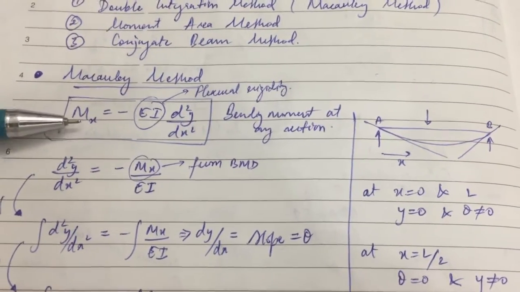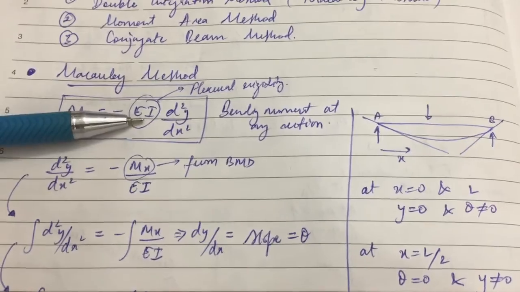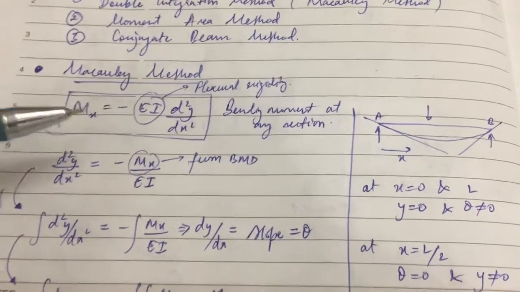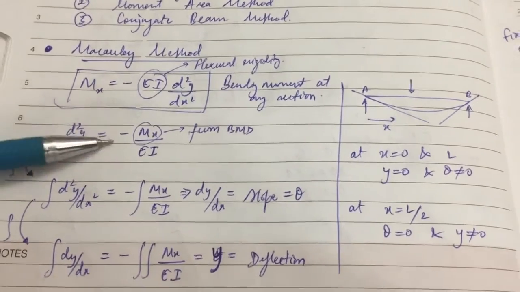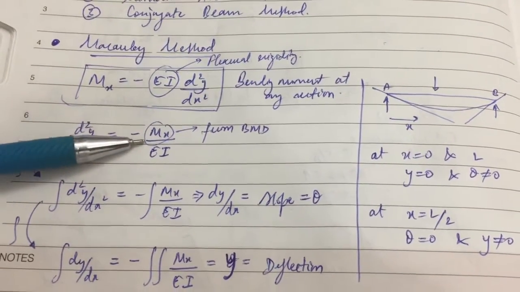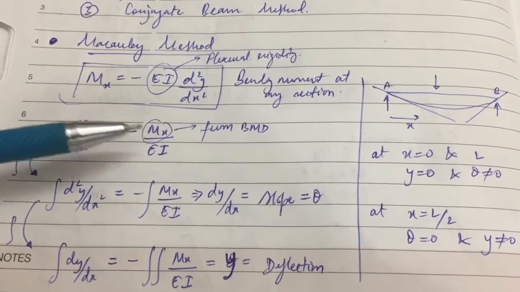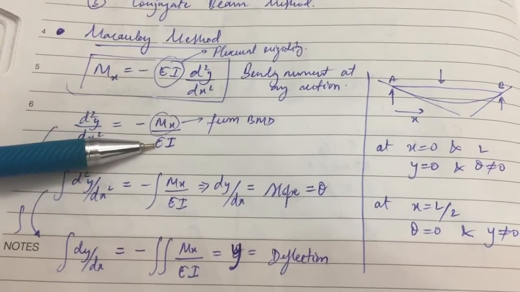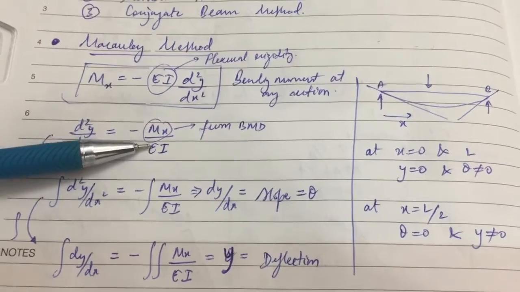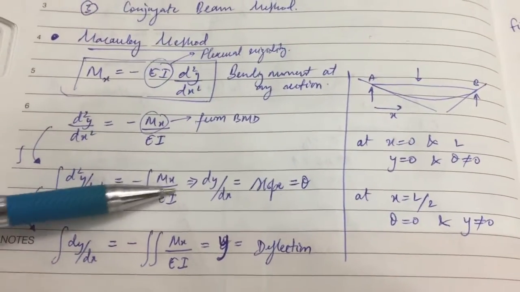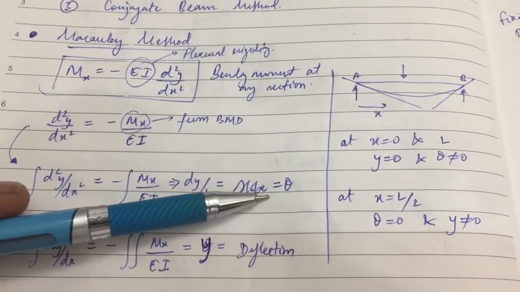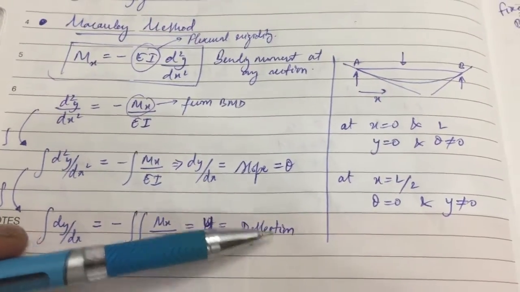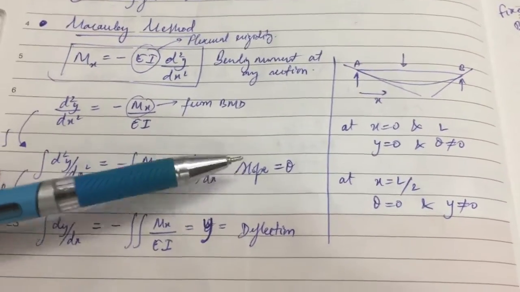So the moment along the axis is equal to negative E times I, which is the flexural rigidity, times the expression d2y by dx2. So this expression is equal to negative moment by E times I, the flexural rigidity. If we integrate it, we get dy by dx, which is the slope theta. And if we double integrate it, we get y, which is called the deflection. So from this formula we can identify the slope and the deflection.